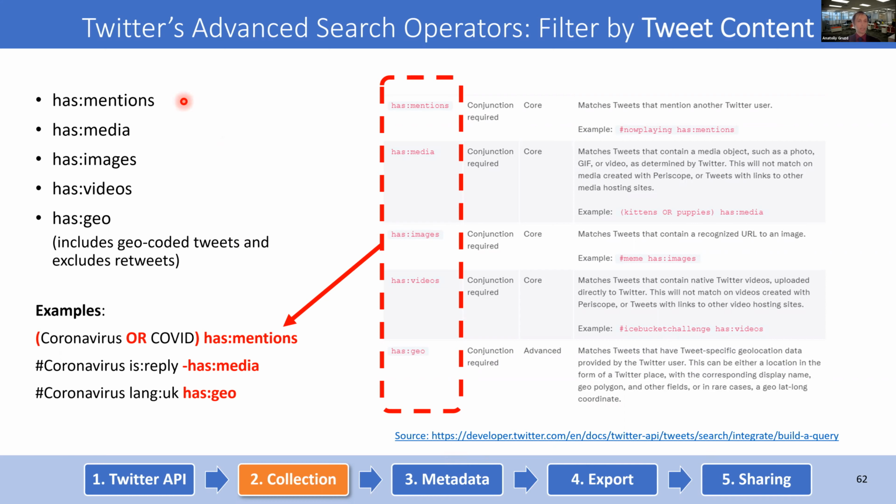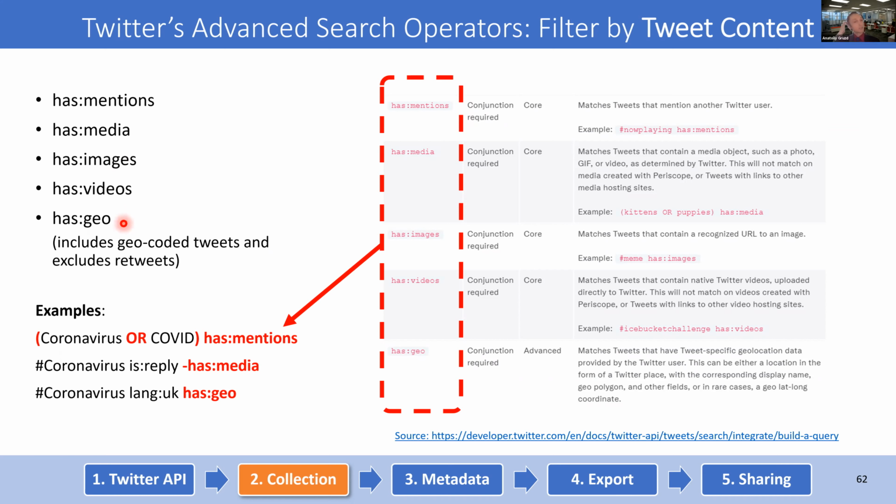So just quickly, if you want to limit your search by tweet type or tweet content, you can say, I only want tweets that mention other users. You can use the has operator, colon, and then the value mentions. If you want only tweets that include some kind of media file, it could be pictures, GIFs, could be video files, then you say has:media. If you only want tweets with images, you say has:images. Only tweets with videos, same, has:videos.